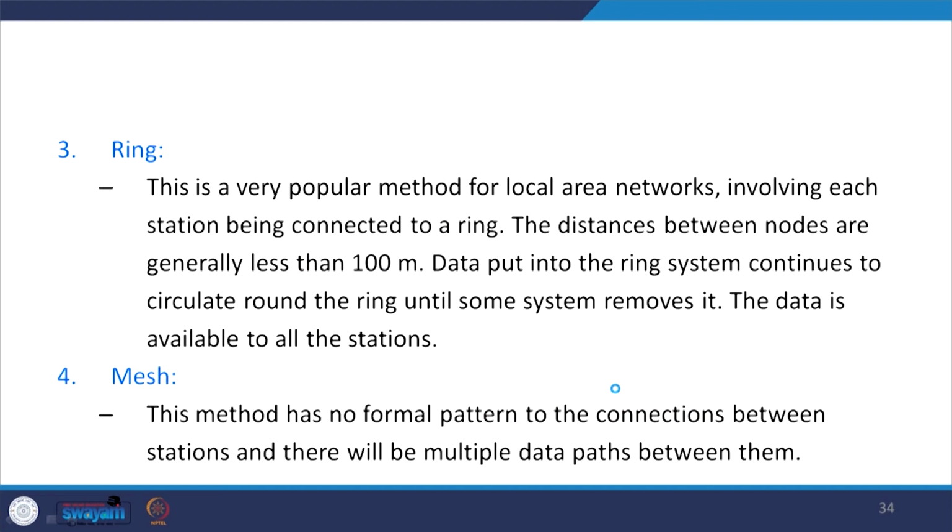The ring form is a very popular method for the local area network or LAN, involving each station being connected to a ring. The distance between nodes is generally less than 100 meters, and data input into the ring system continues to circulate around the ring until some system removes it. The data is available to all the stations. And next is the mesh form, which has no formal pattern to the connection between the stations, and there will be multiple data paths between them.